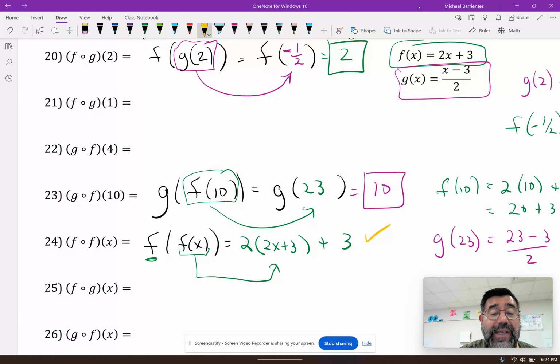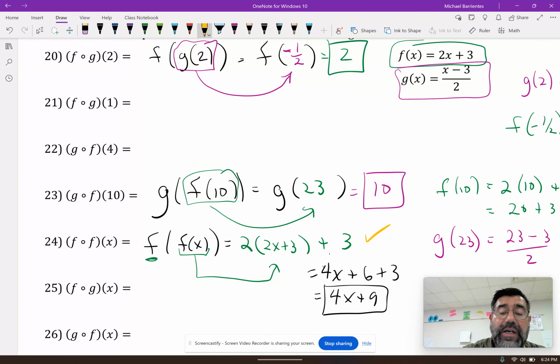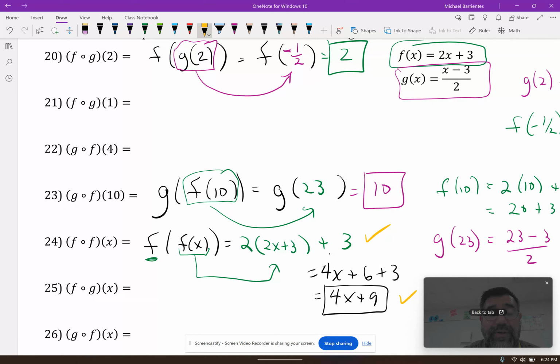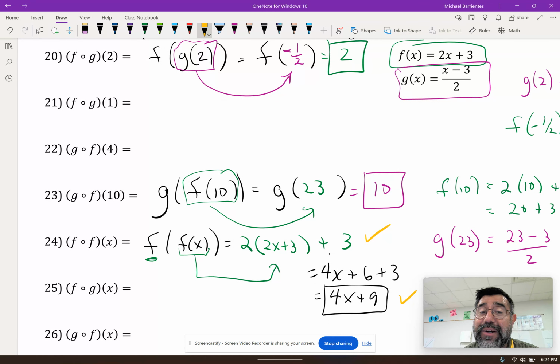Notice my input was an x. My output is an expression in terms of x. Again, if you want to simplify it, in this case, you can probably distribute quickly. 2 times 2x is 4x, plus 2 times 3 is 6, and then don't forget about this 3 at the end. So really it's 4x plus 9. That would be the simplified version of my answer that's here in green. But the bigger idea is, can you compose by taking one function and putting it inside the other?